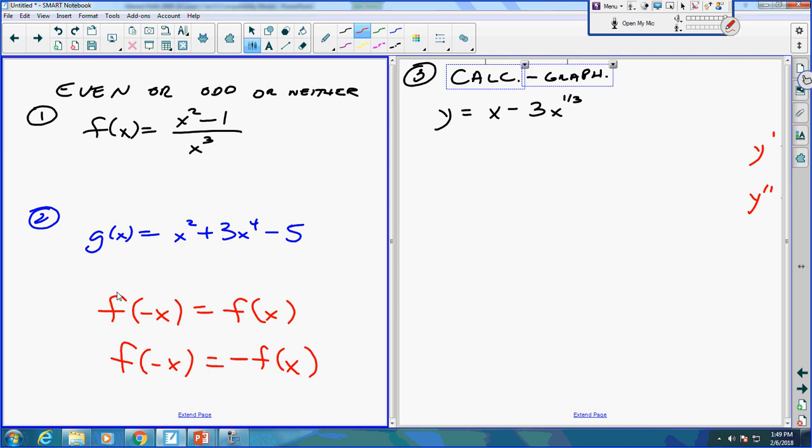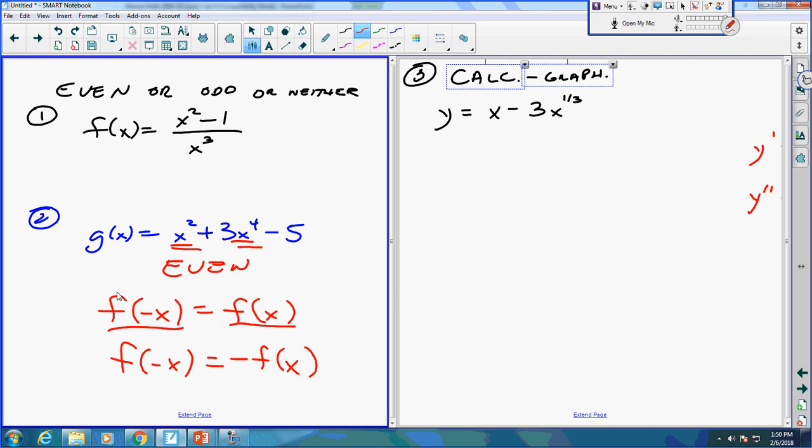If you want to pause the video, I'm going to do number 2 first because this one's really easy. We think about putting negative x in here, and we recognize that an even power is going to keep it positive. So when you plug in negative x, you're obviously going to get the same function. So this one's even, and I'm not even going to waste time proving it. All right, if you want to put in negative x, fine.